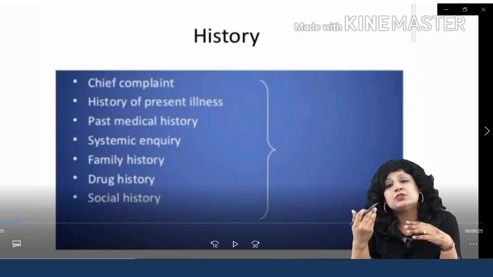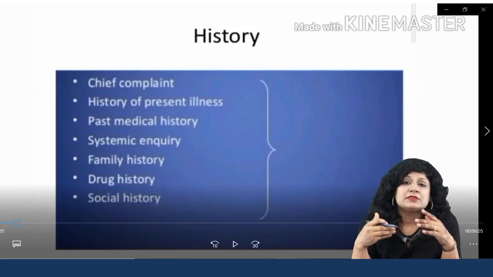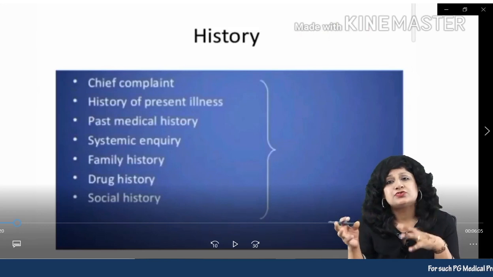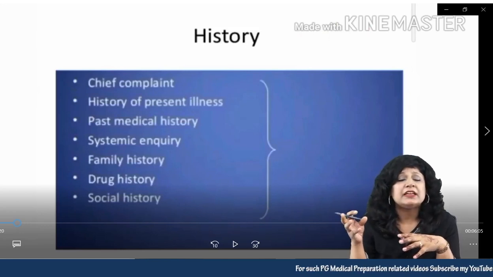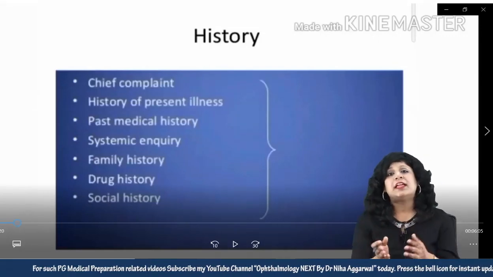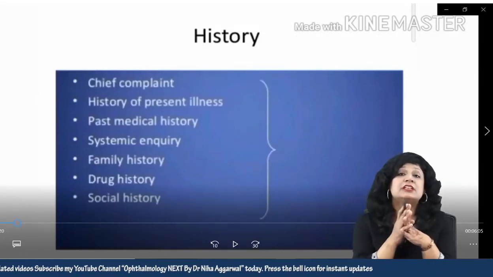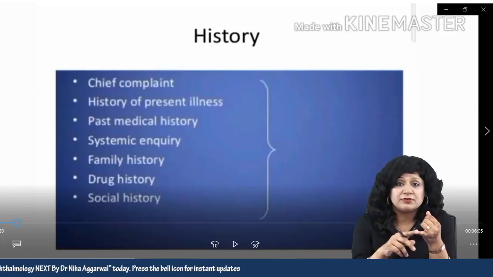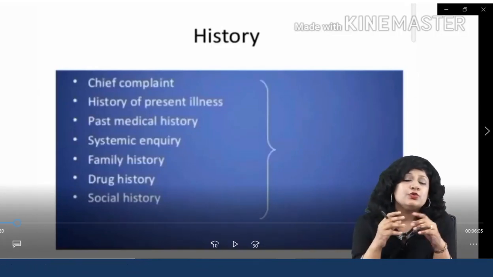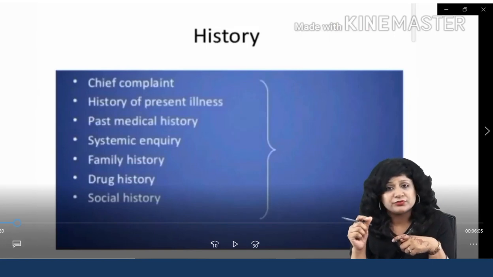And then comes the social history. Any history of contact, or any history of other communicable diseases in that area. Obviously, health is the complete state of physical well-being, mental well-being, social well-being, emotional well-being. So you have to take the history of every aspect.